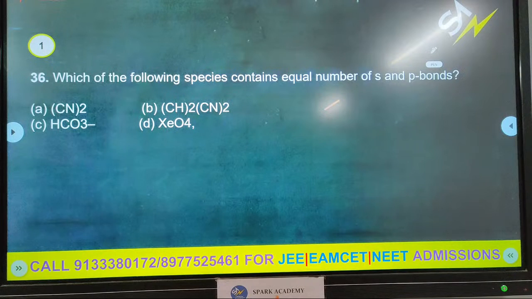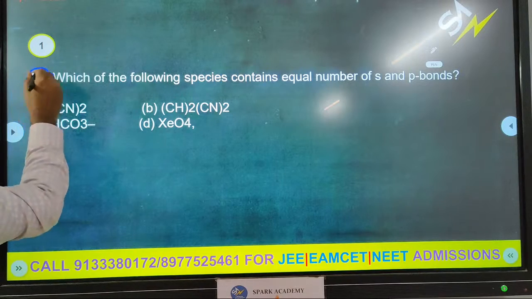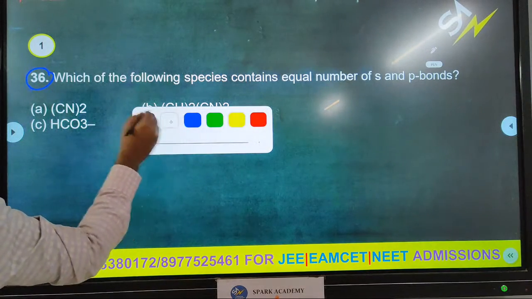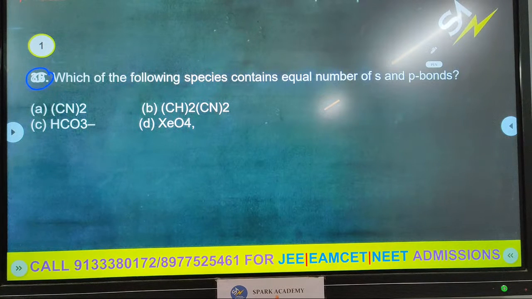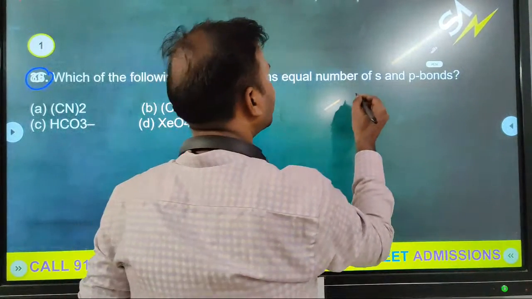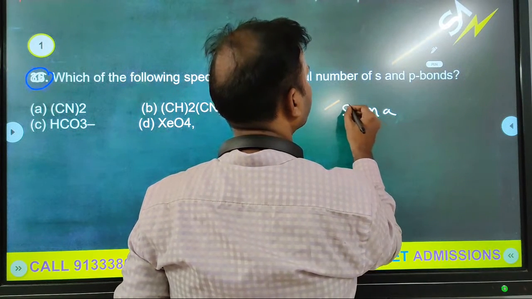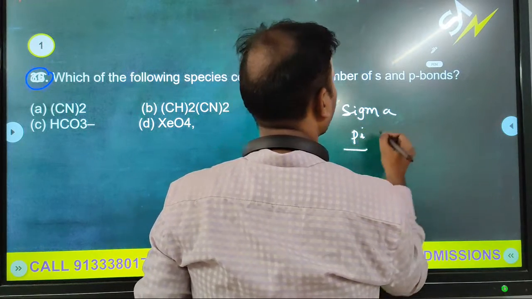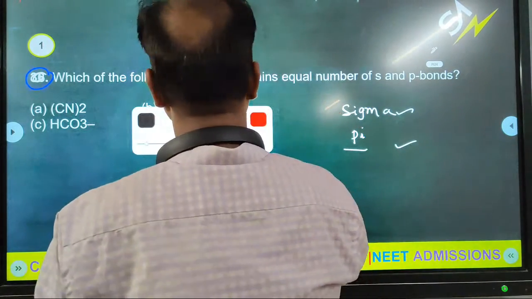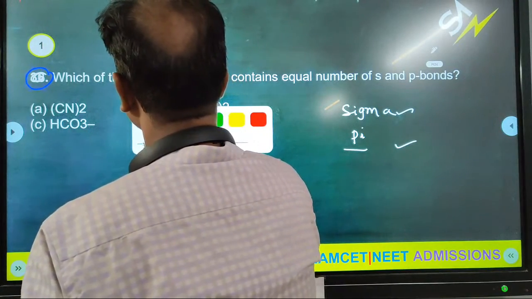After this we see the examples. What is the first example? The first example is: which of the following species contains an equal number of sigma and pi bonds? The S stands for sigma, and P stands for the pi bond. So we have to check the sigma and pi bonds in the given structures.